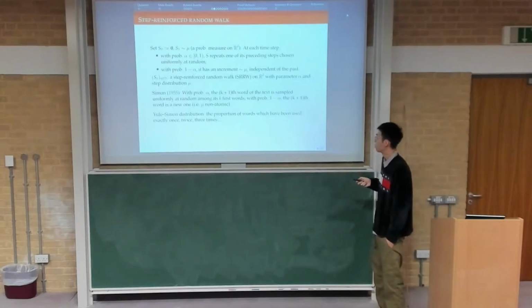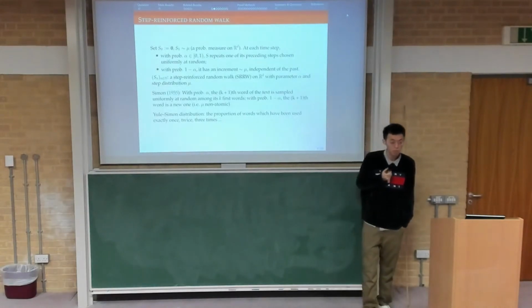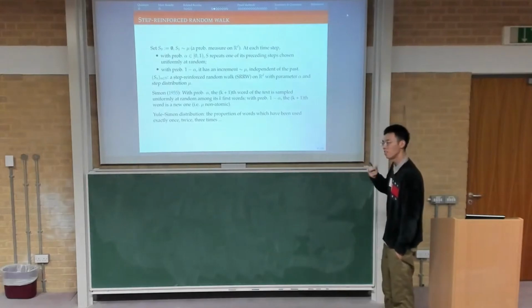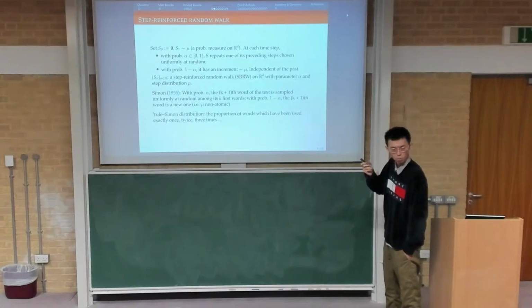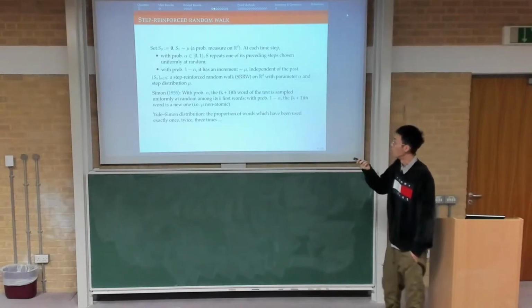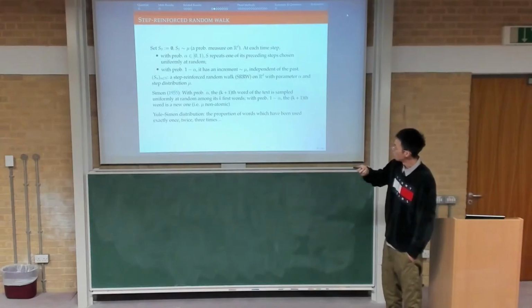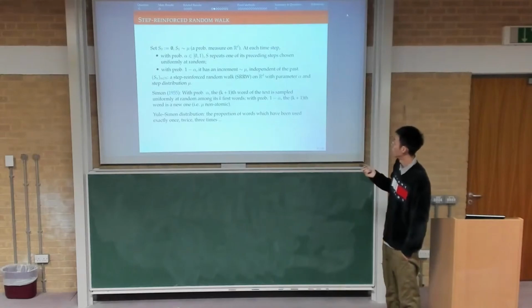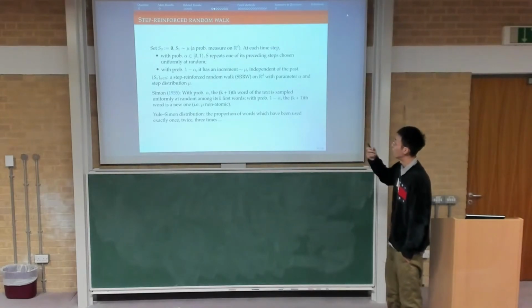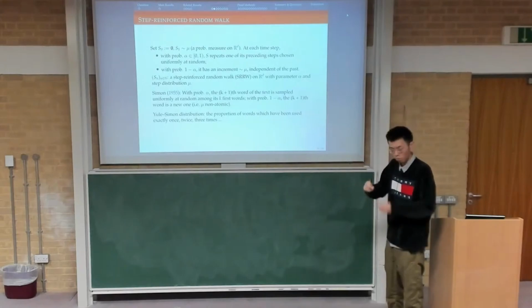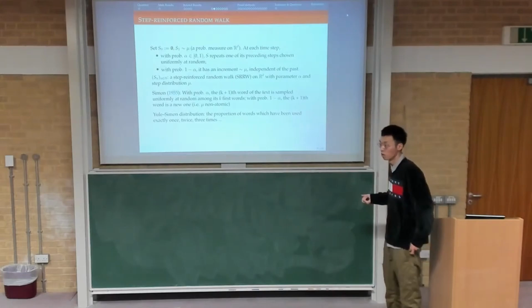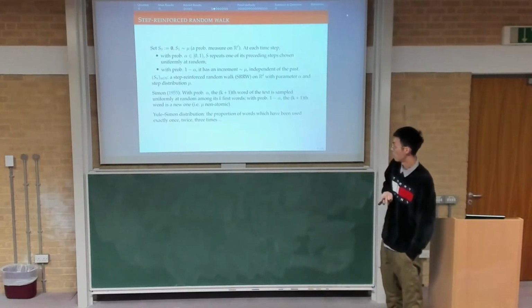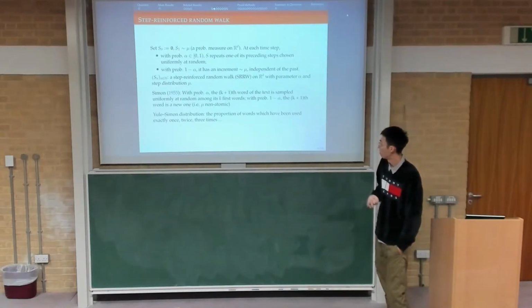This leads us to the definition of the so-called step-reinforced random walk. I think it's even simpler. Let's say the first step you sample from mu, where mu is a probability measure on R^d. Then subsequently, with probability alpha you repeat one of the previous steps uniformly at random. With probability 1 minus alpha, you make an independent increment, independent of the past, sampled from mu. Then this is called a step-reinforced random walk with parameter alpha and step distribution mu.